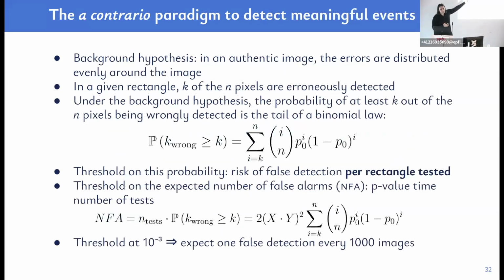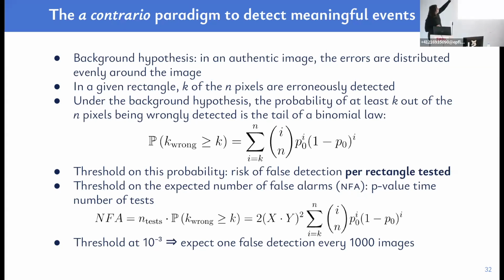Let's take a background hypothesis, which would be that the errors should be distributed quite evenly around the image. In a given rectangle, you have k out of the n pixels that are not correctly detected. Under this background hypothesis, you can actually derive the probability to have at least those k pixels incorrectly detected, so k or more of the n pixels incorrectly detected. The probability of this happening is simply the tail of a binomial law, so very easy to compute.